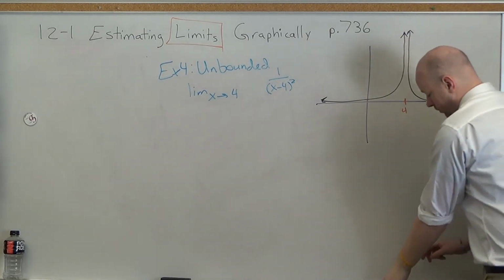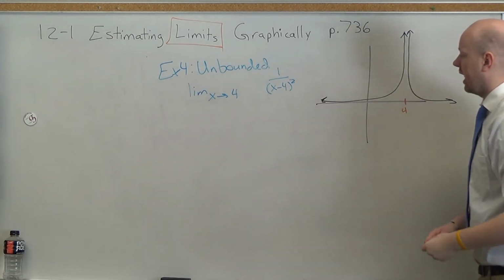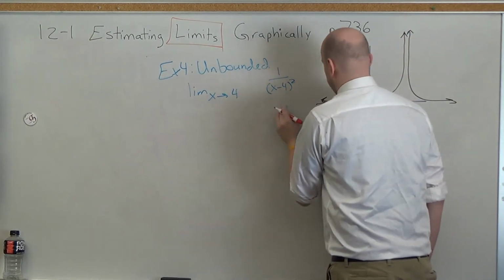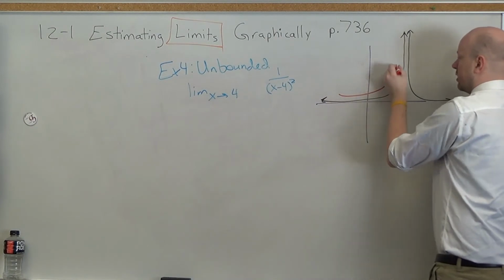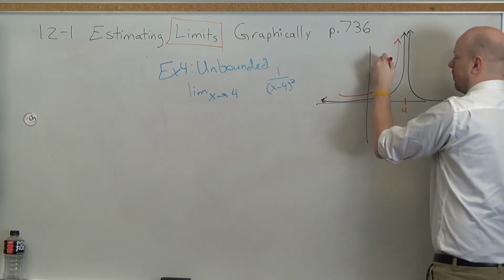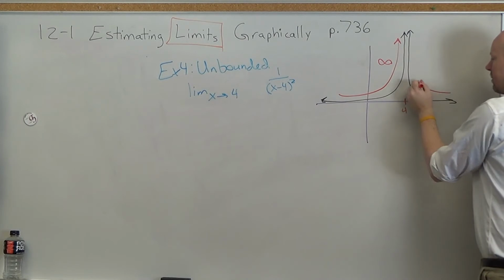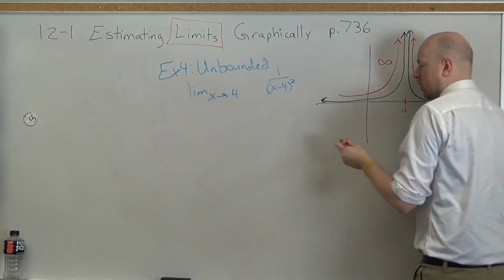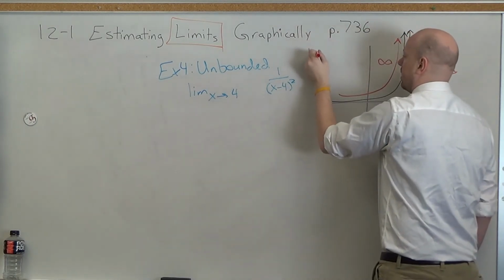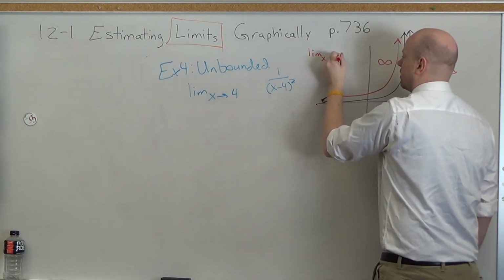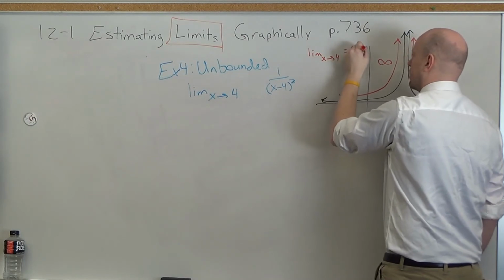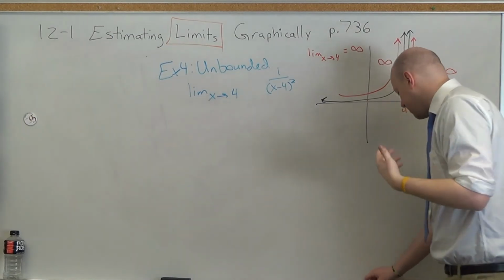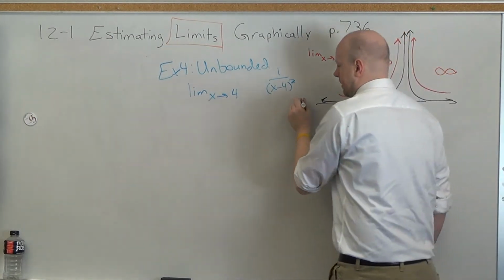Again, I can look at it graphically first. I would look at my left-hand graph and see that I'm slowly approaching positive infinity. And here I'm approaching, again, positive infinity. I have no bound. So if I were to just look at it graphically, the limit as x approaches 4 would be infinity. I can also, again, do that numerically, which we're going to do with our boxes.